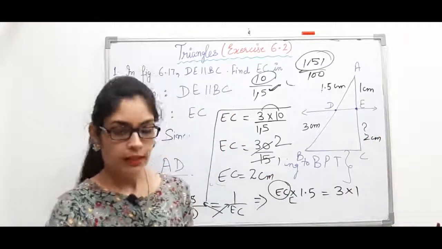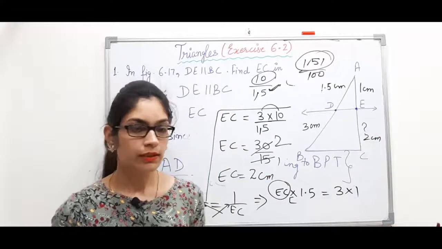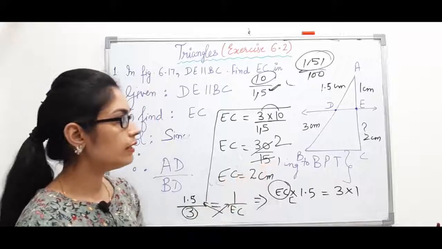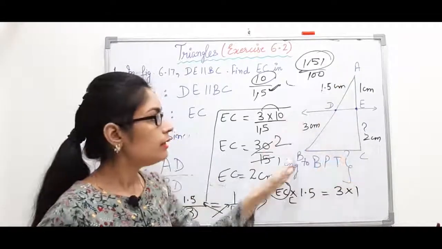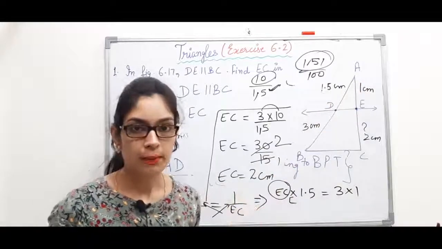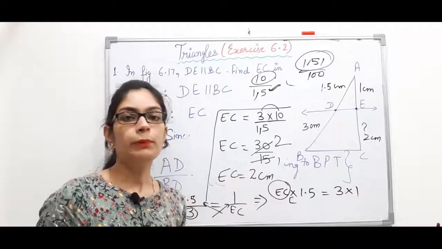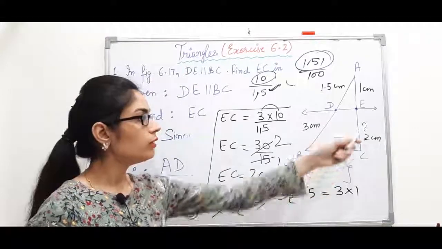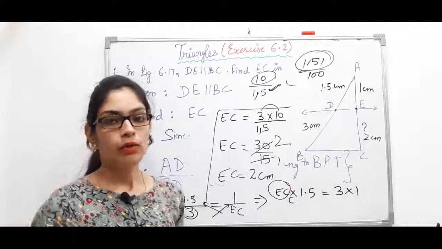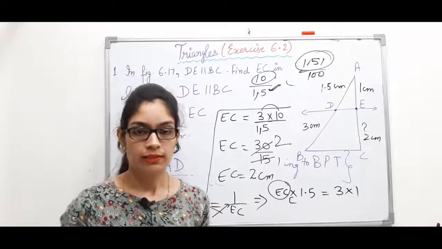So the concept is very simple: the basic proportionality theorem. That result we have applied, that if this line is parallel to the third side of the triangle, then these two sides are in the same ratio. So this same concept you have to apply in part second also and find the value of the given side. I want you guys to try it and post your answers in the comment section.